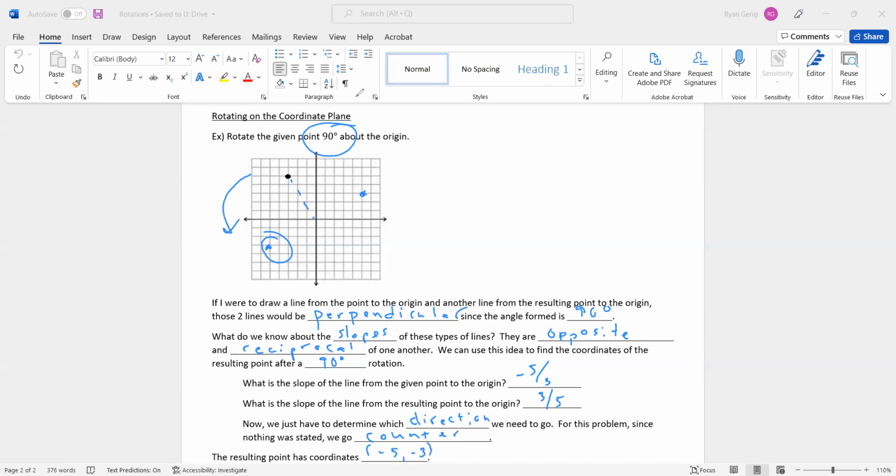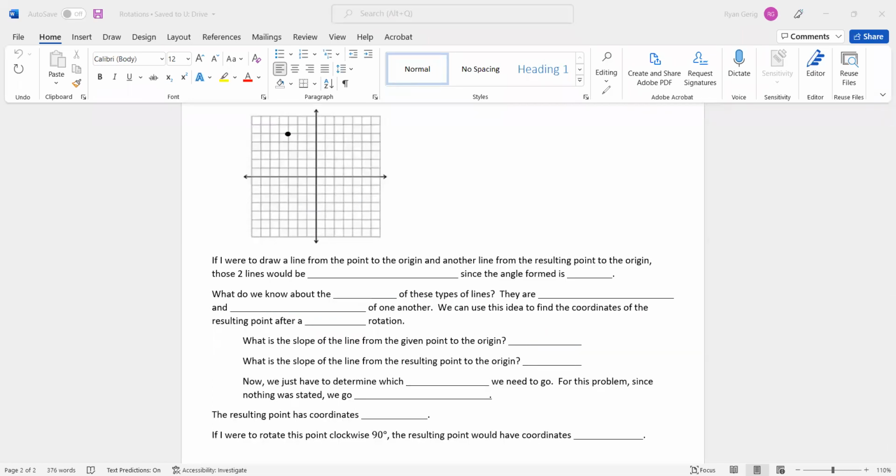Okay. So clear that. Oops. Let's say I were to rotate 90 degrees clockwise. That would have been this point here. It should be, oops, nope, not 3/5, 5/3.